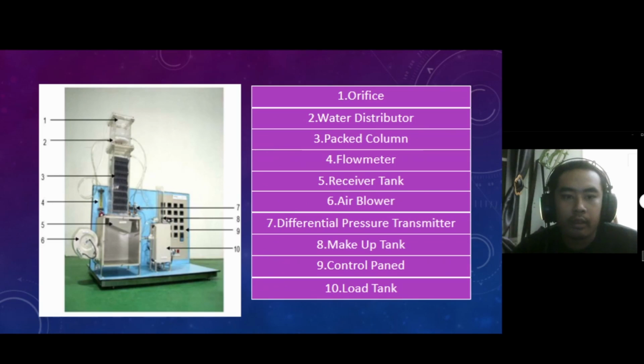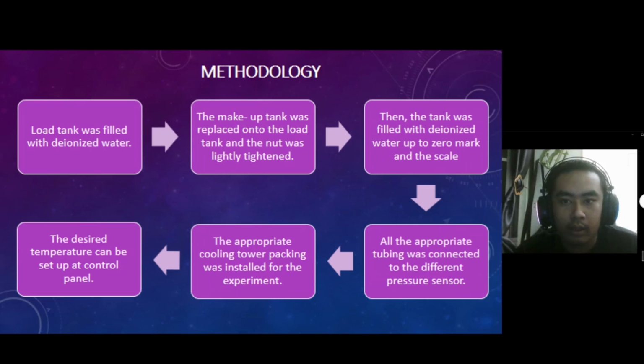Okay, so this is an example of the cooling tower for the lab experiment that consists of orifice, water distributor, pack column, flow meter, receiving tank, air blower, diffusion pressure transmitter, makeup tank, control panel, and load tank. So I'm going to go through this part at the methodology.